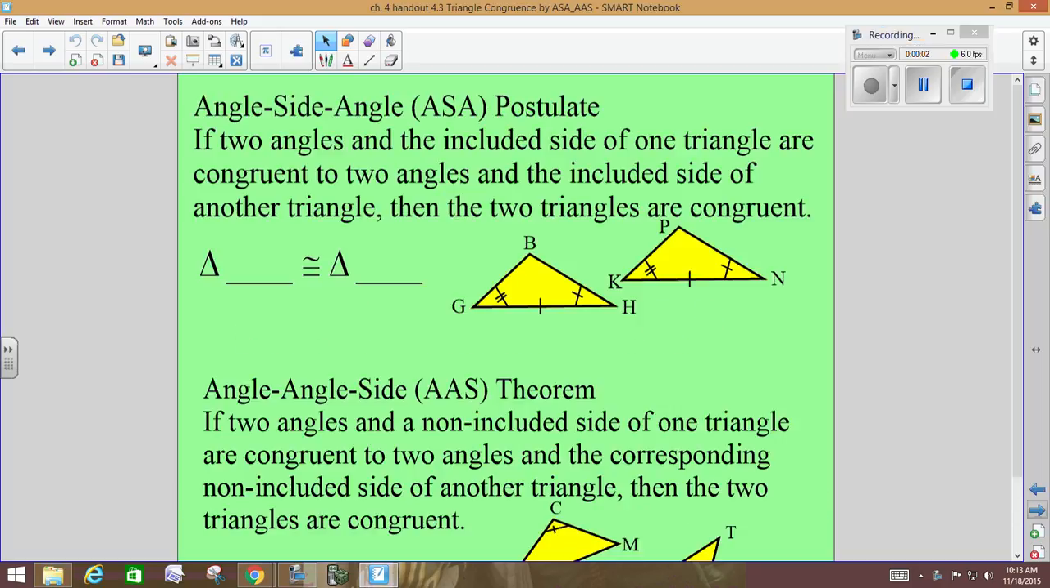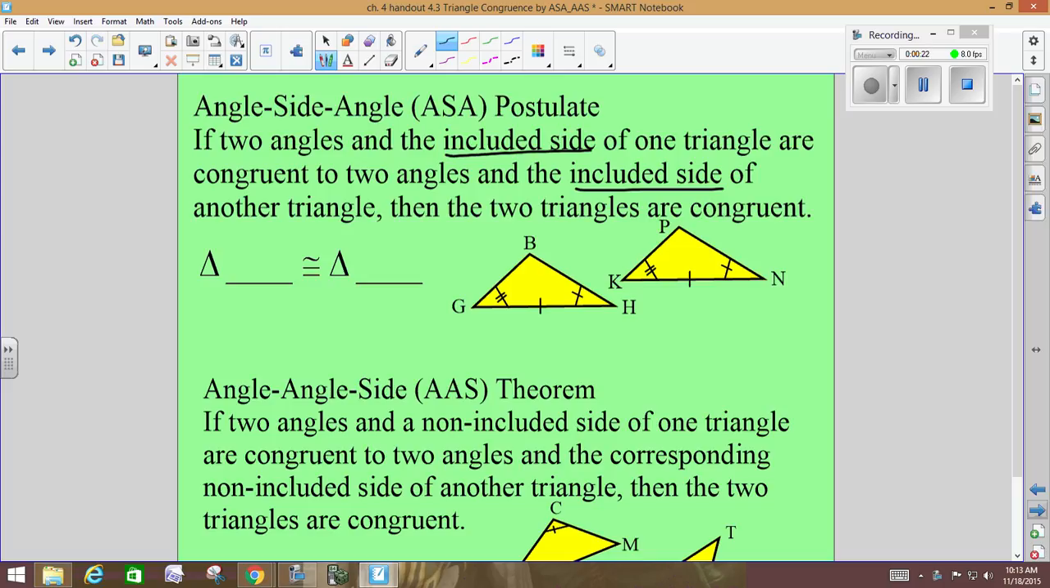Angle, side, angle and angle, angle, side today. Angle, side, angle says that if two angles and the included side of one triangle are congruent to two angles and the included side of another, then the two triangles are congruent. Remember, included means the side between the two angles.